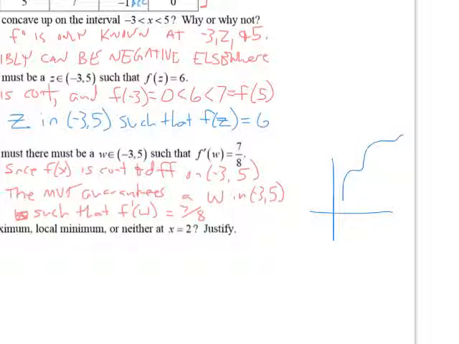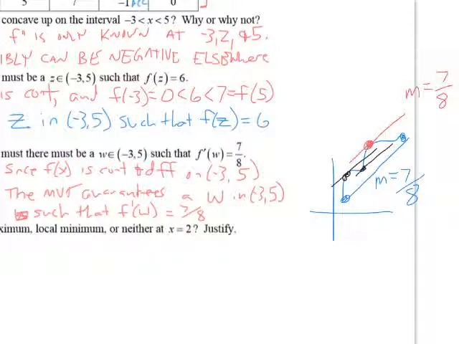whatever it does, if our slope from one endpoint to the other endpoint is 7/8, the MVT is guaranteeing that somewhere else a tangent line will have a slope of 7/8. It doesn't tell us where, and it doesn't tell us whether there's more than one spot that has a slope of 7/8, but it does guarantee there is at least one spot.